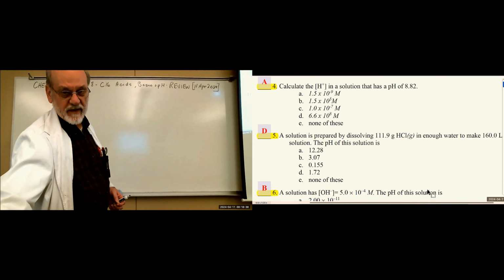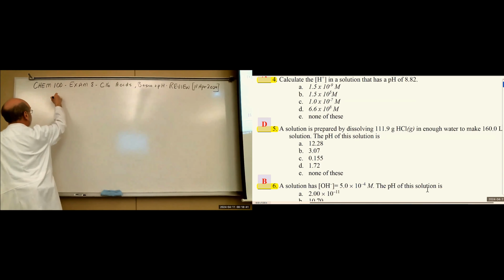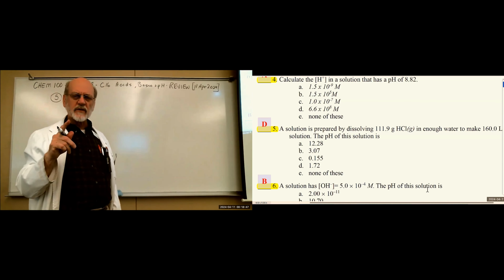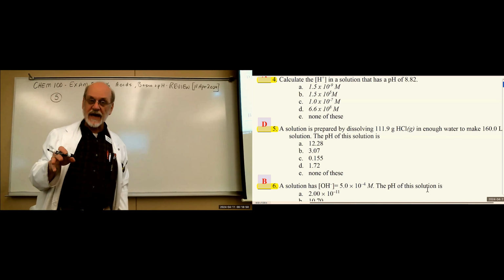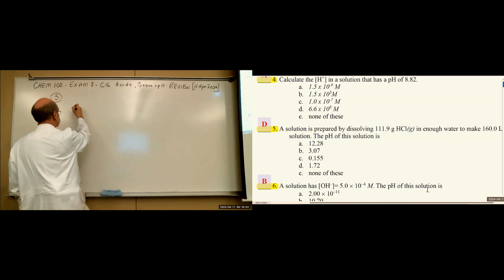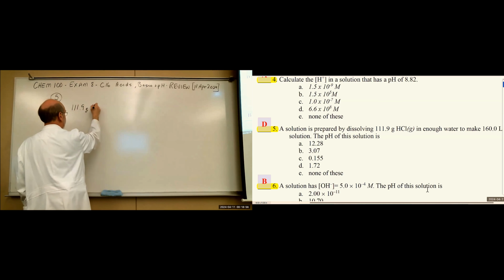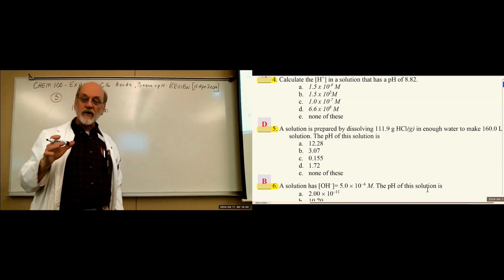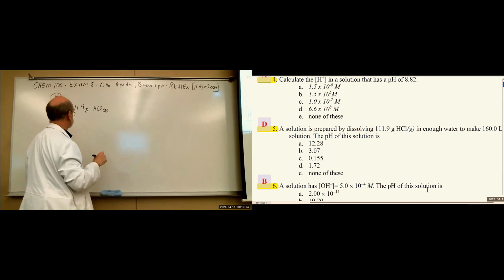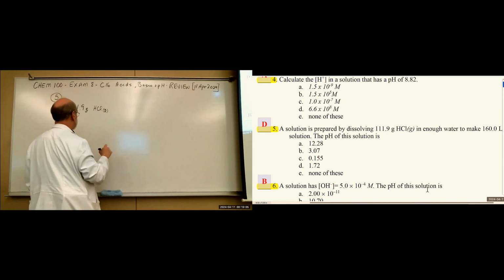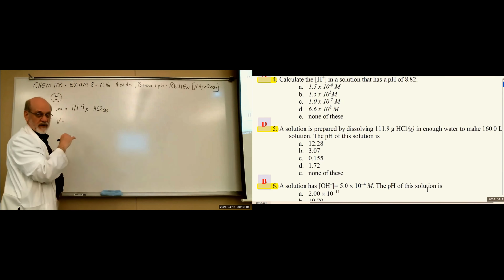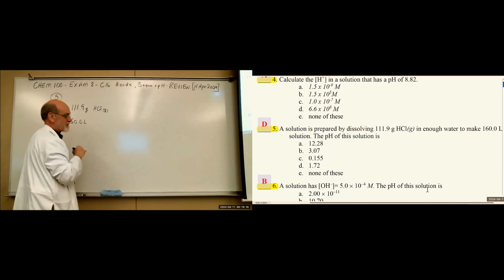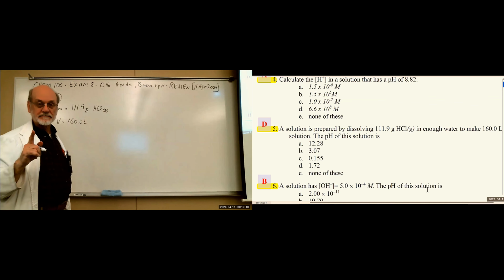Let's go to number 5. A solution is prepared by dissolving 111.9 grams of hydrogen chloride gas in enough water to make 160 liters of solution. So the total volume equals 160.0 liters. We want to know what the pH is.